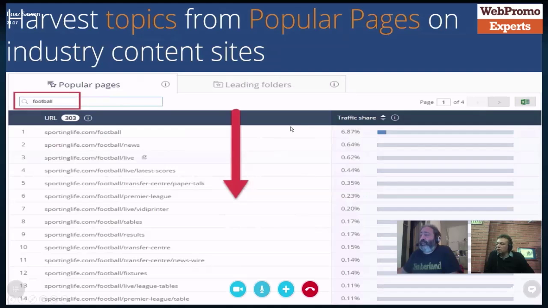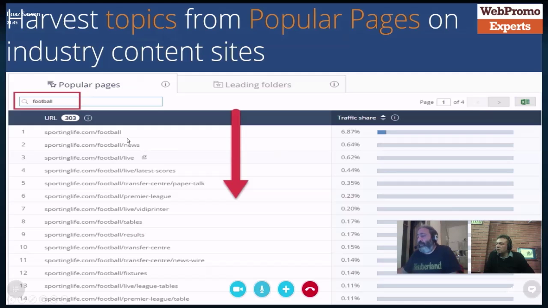I can do the same. It's not as granular, but the same sort of idea: I'm looking at the popular pages for Sporting Life. This will work for sites where they have keywords in the file paths as opposed to just strings. I look at their pages, I look at the traffic share, and I can get a feel for what kind of content people are consuming.